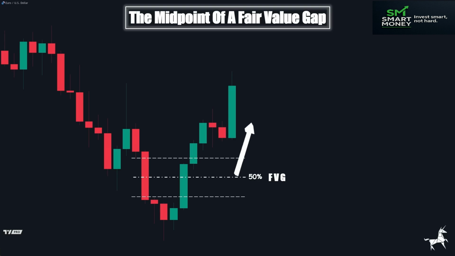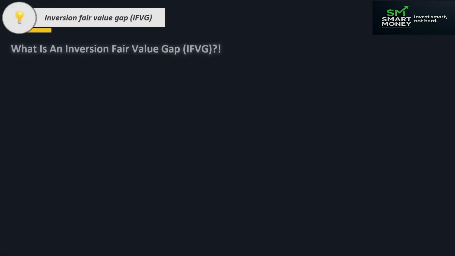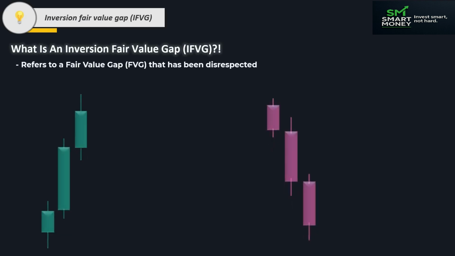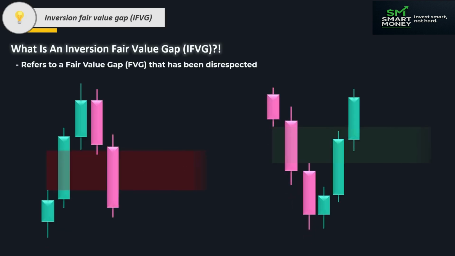Alright, now let's talk about inversion fair value gaps and how we can take advantage of them. An IFVG forms when price completely disrespects a regular fair value gap, meaning instead of reacting to it, price breaks and closes straight through it. When this happens, the original fair value gap flips its role and often acts as a new support or resistance zone, depending on the breakout direction.